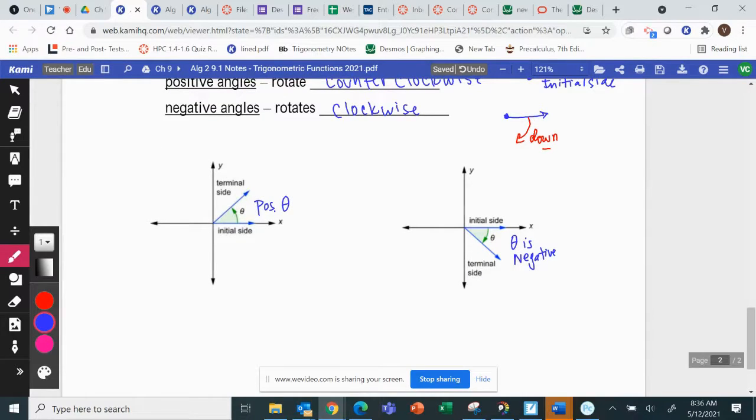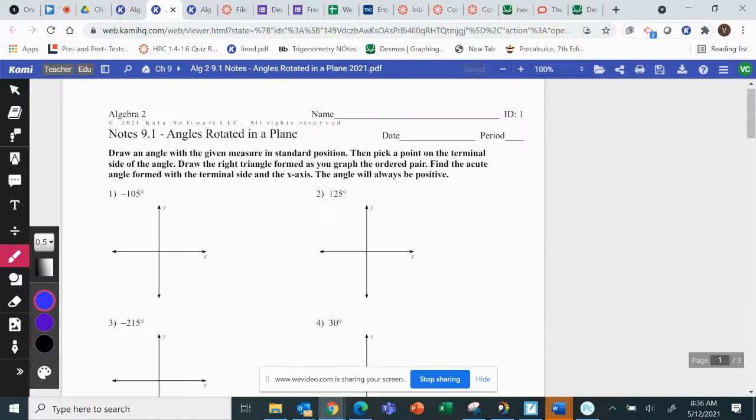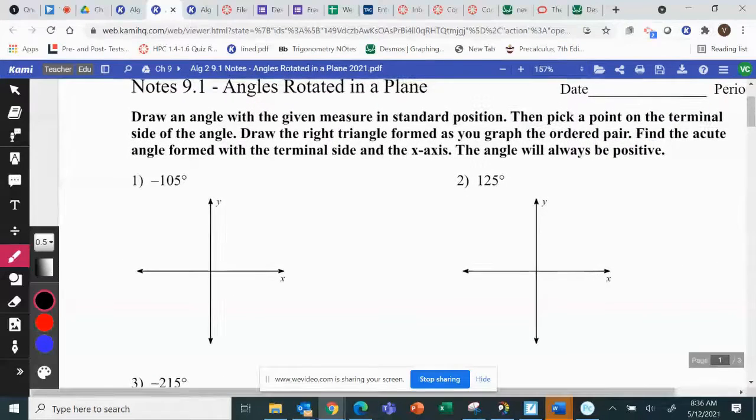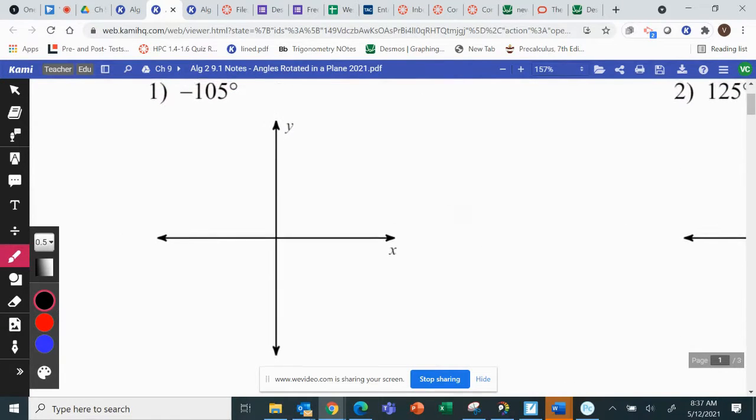Okay. Other set of notes. This is exactly how your assignment's going to be set up as well. So I'm going to do this exactly like I would do the assignment. The first section says that we are going to draw the angle with a given measure in standard position. And we're going to pick a point on the terminal side of the angle and then draw a right triangle formed as you graph the ordered pair. Write the acute angle formed with the terminal side and the x-axis. The angle will always be positive. Lots of stuff here. First thing, we're going to draw the angle in standard position.